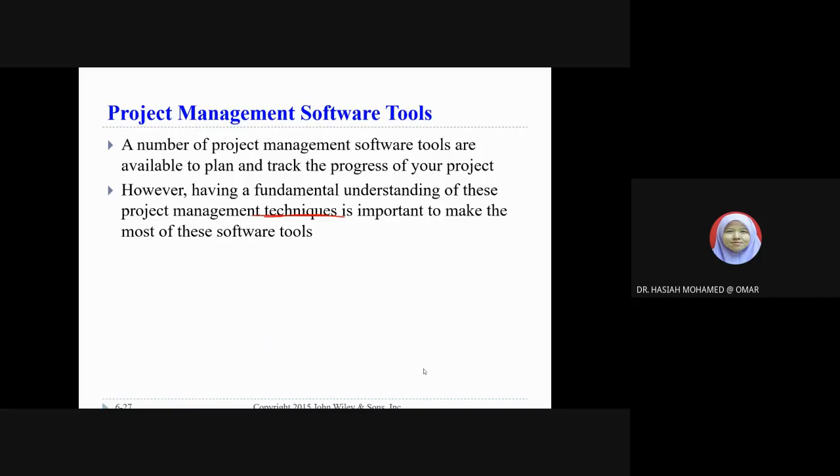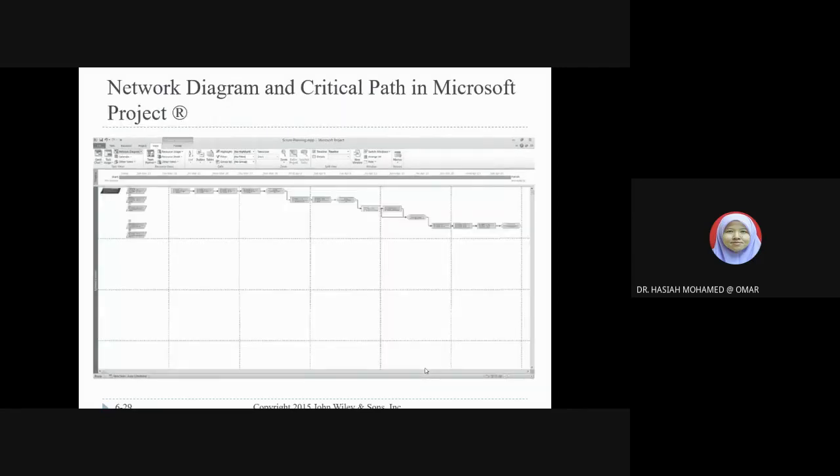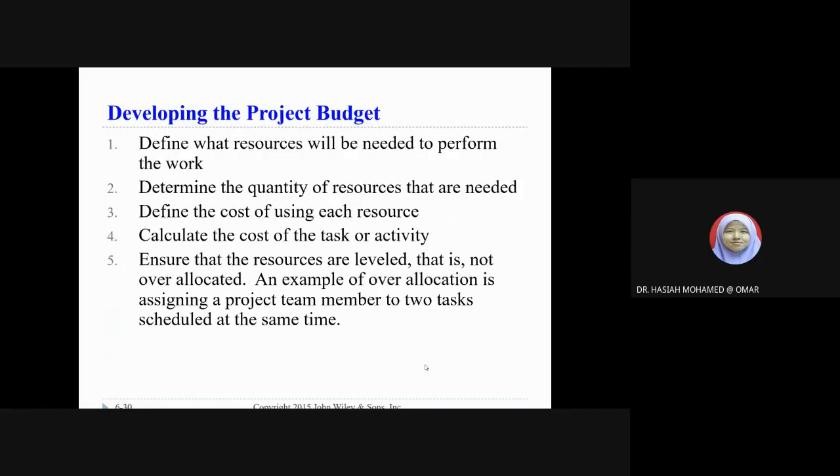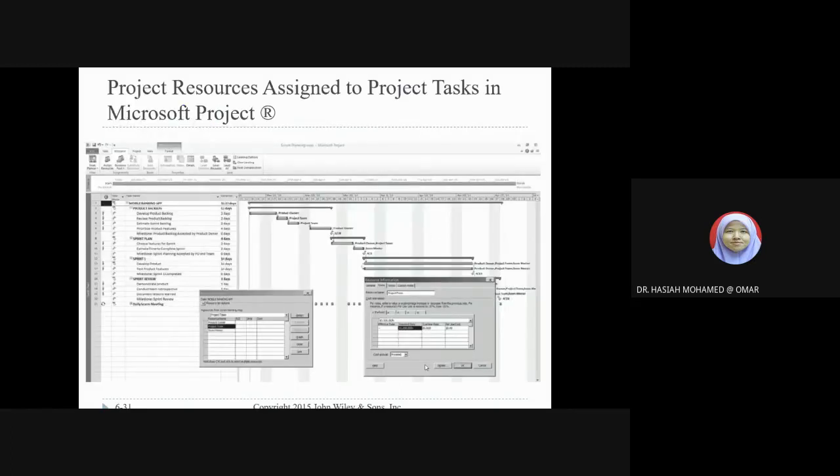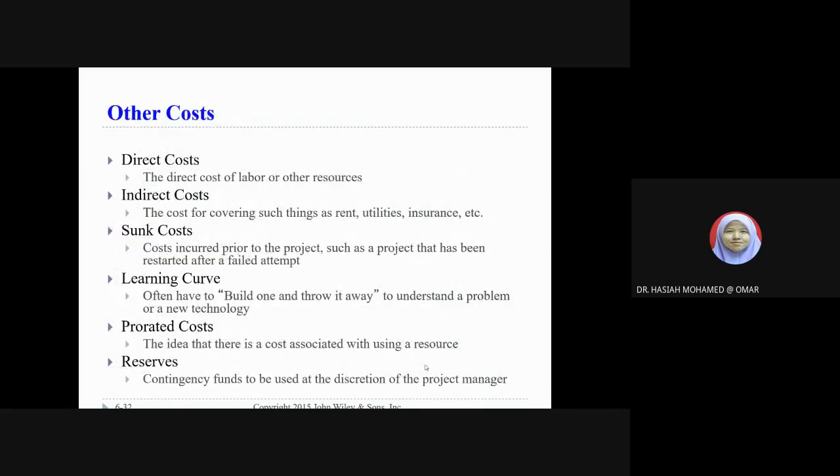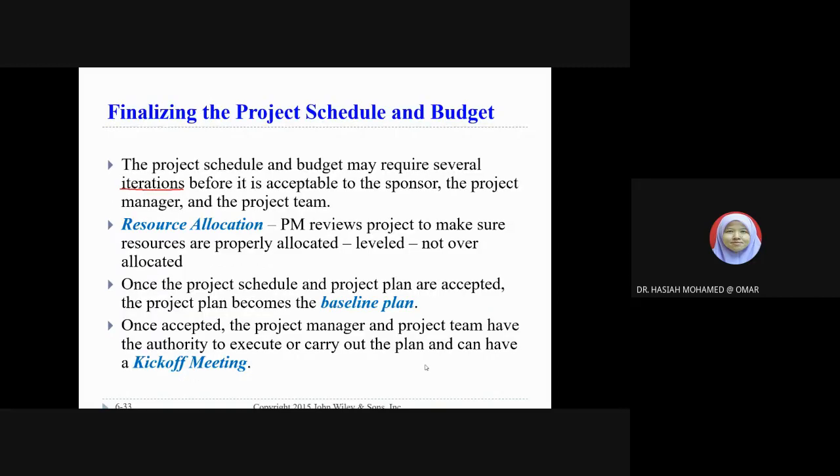Okay, the project management software tools banyak. Yang tadi dia mention the Gantt chart, okay, in Microsoft Project. Network diagram and critical path in Microsoft Project pun ada. Okay, and then how we can develop the project budget. Okay, so the project budget ni kat Microsoft Project pun ada dia punya ni. Then we need to look at all of the possible costs: direct, indirect, sunk, learning curve, prorated and reserve.